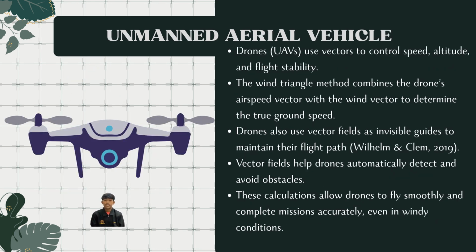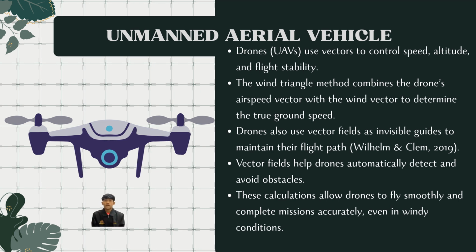Now I will explain how vectors are used in unmanned aerial vehicles or UAVs, which are commonly known as drones. Drones operate in 3-dimensional space, which means their movement involves 3 directions: forward or backward, left or right, up or down. To control this movement accurately, drones rely heavily on vector calculation.